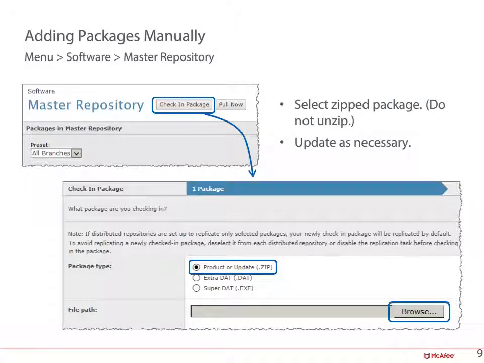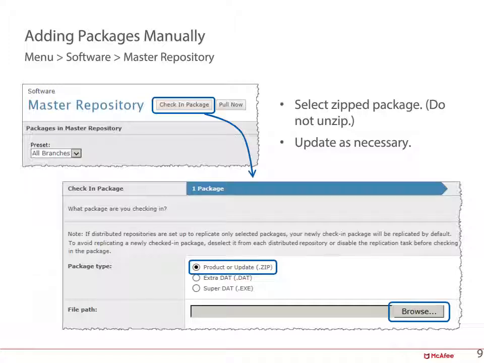Adding packages is a whole other process, but you can add them manually utilizing the menu Software Master Repository. This is where we can click the little button that says Check In Package, browse to where you have the package downloaded onto your computer, and select that package, being sure you selected product or update. Then click open, then click next. Review your information about your package, saying what name, what version, the type, the language, anything that's important to you.